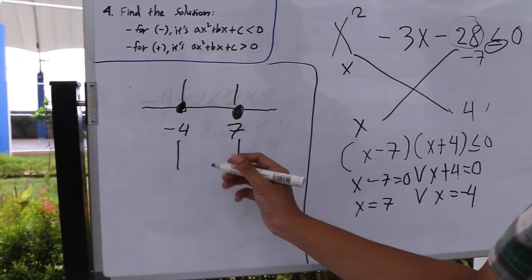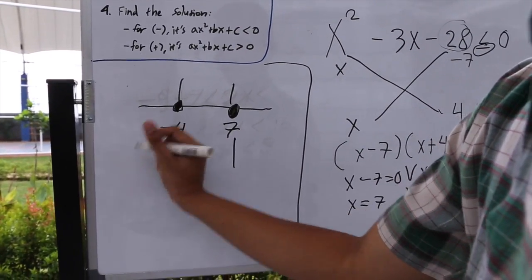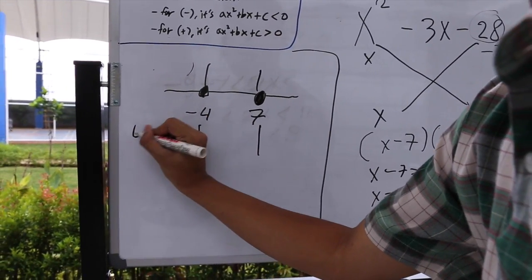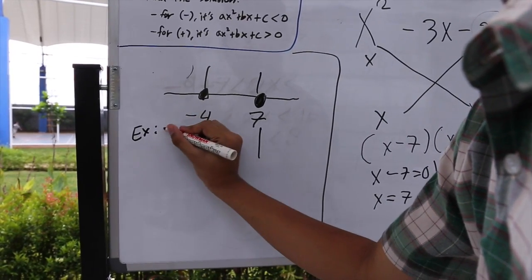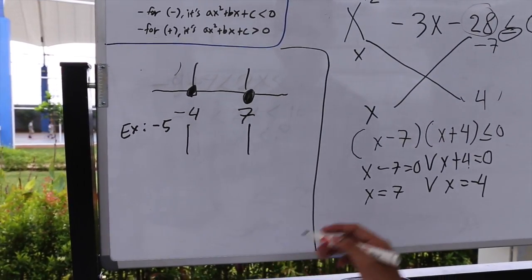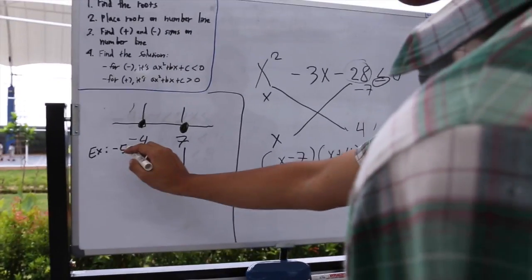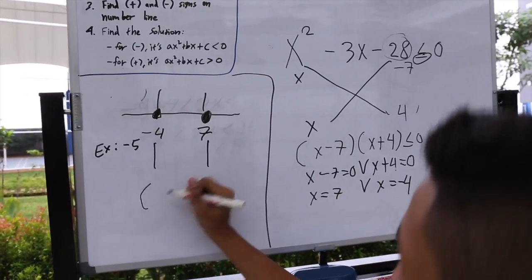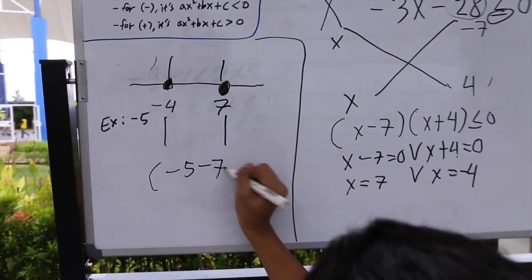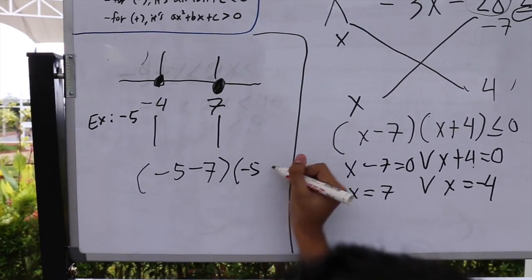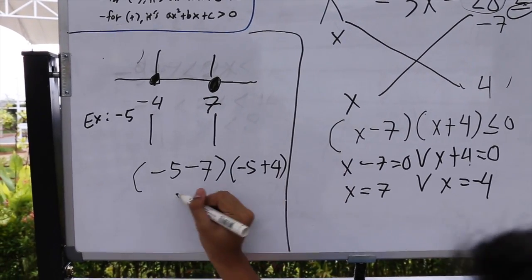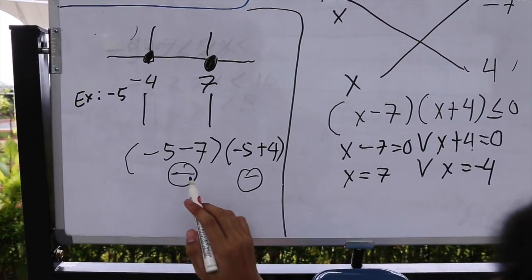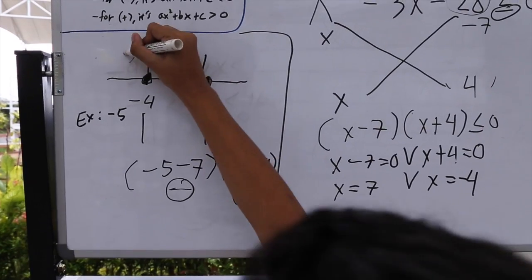How? Okay, for example, we want to find here. As an example, the number is minus 5. So we put minus 5 into here: minus 5 minus 7, and minus 5 plus 4. So this is negative, and this is negative too. So negative times negative is positive.